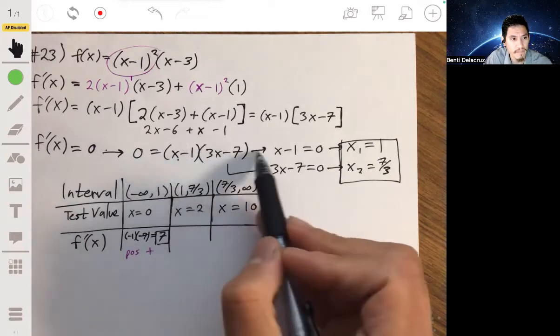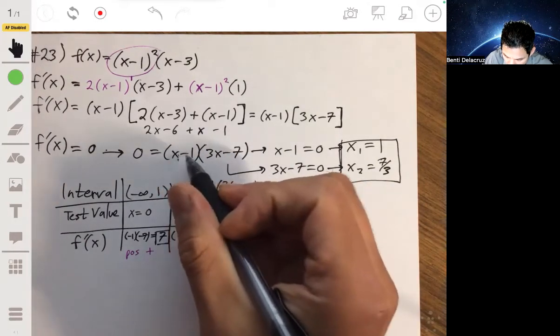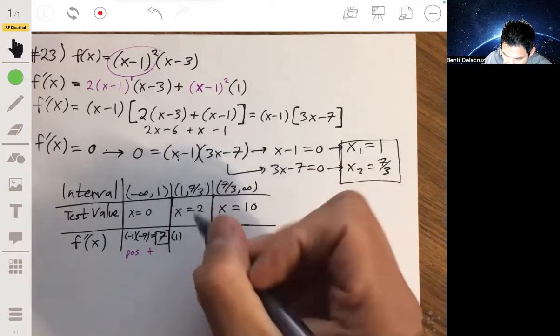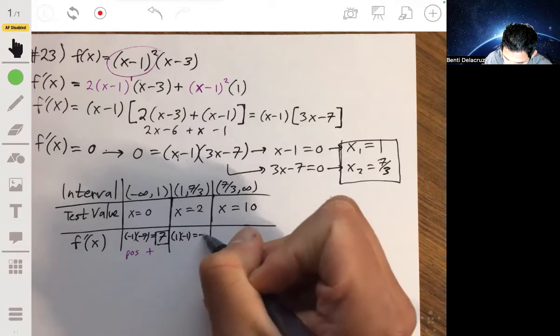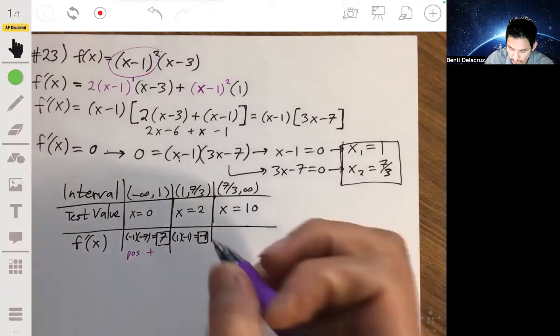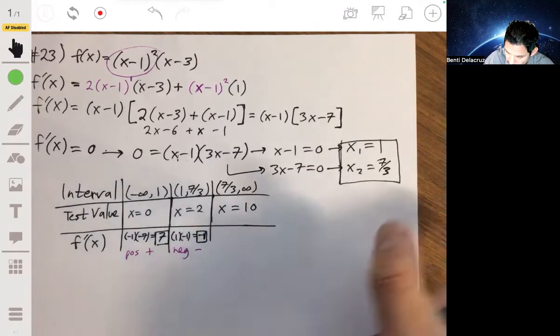Now let's find f prime of 2. Plug 2 into here. So we're going to get 2 minus 1, which is 1, times 3 times 2, 6, and 6 minus 7 is negative 1. We get a negative number, negative 1. So we get a negative there.